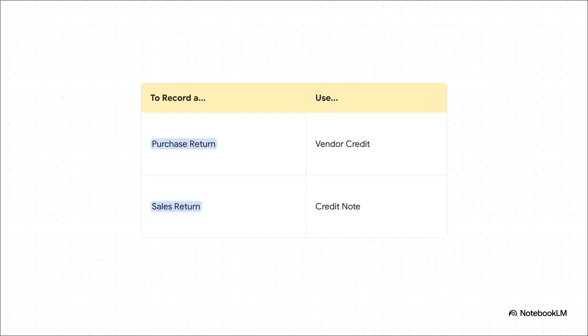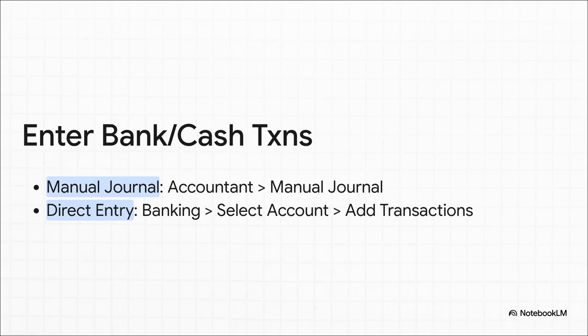So, what about returns? This is where the terminology is really important. When you return something to a supplier, that's a vendor credit. It's credit they owe you. When a customer returns something to you, you issue a credit note because it's credit you owe them. Getting this straight is key to keeping your books accurate. Now, for other cash or bank entries, like, say, miscellaneous expenses or transfers, you've got a couple of options. You can use a traditional manual journal if you're comfortable with debits and credits, or you can use the more direct add transactions function right inside a specific bank account.